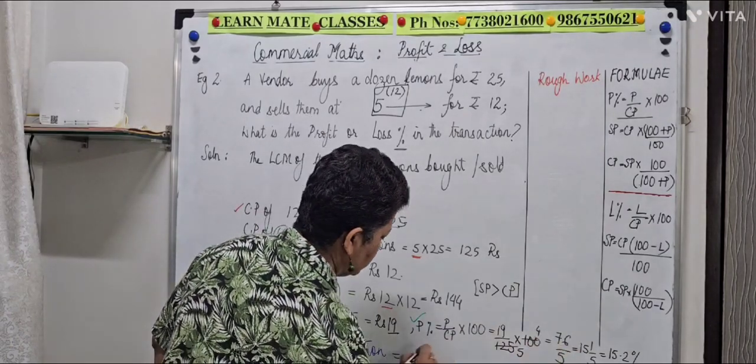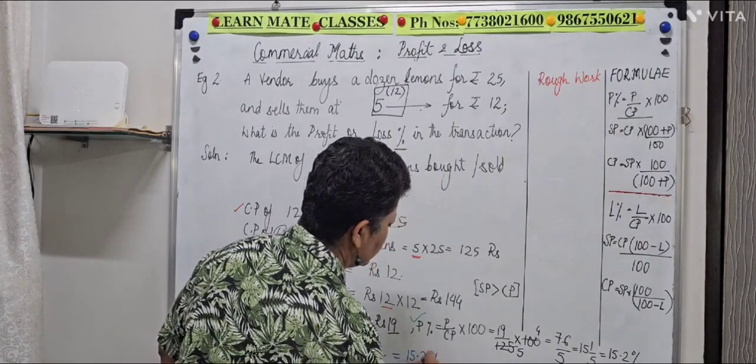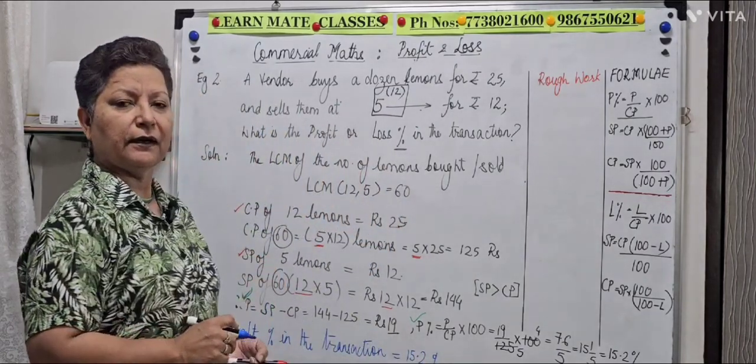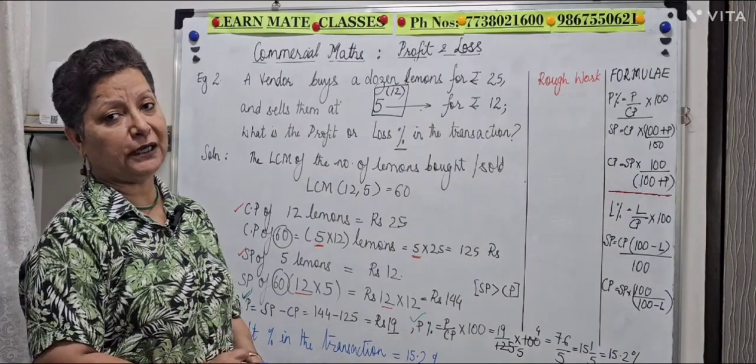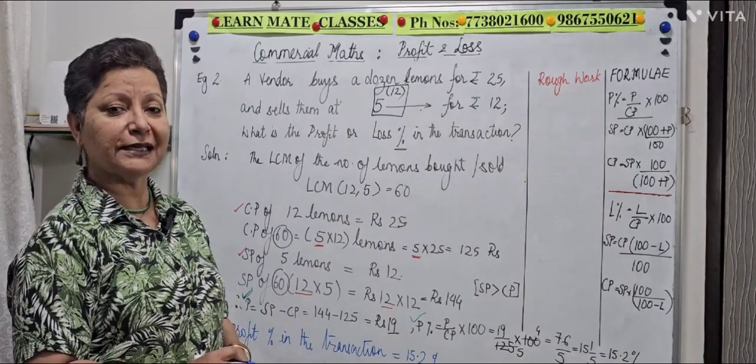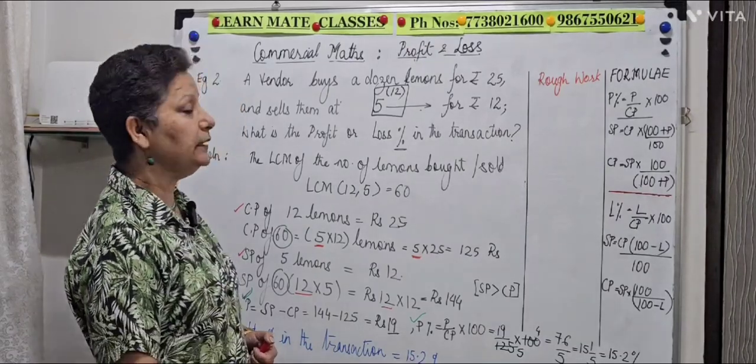is 15.2%. Is that okay? So this is how we attempt a question where the number of things bought and the number of things sold is different. With this, we move on to example number 3.